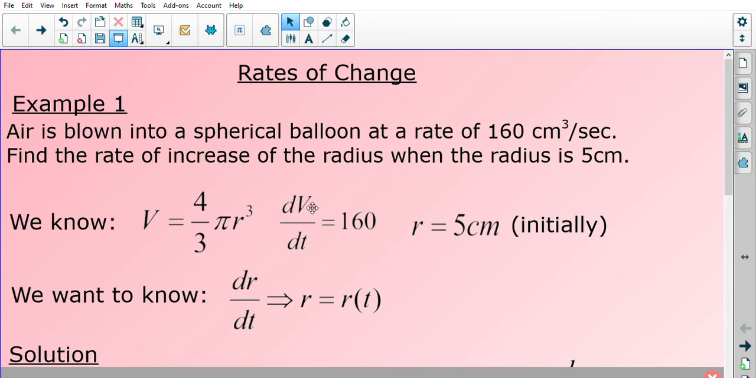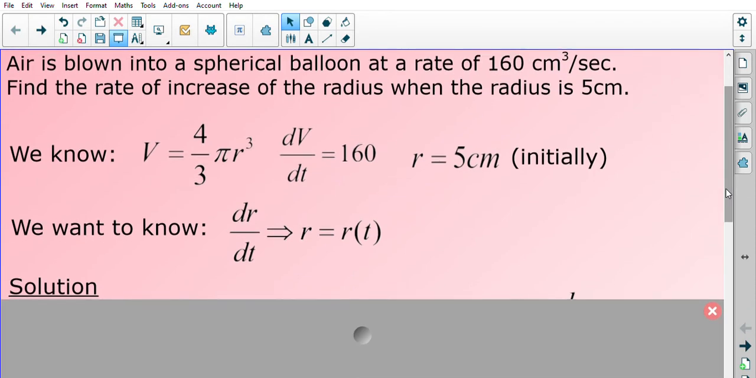So the volume is a function of t. The volume changes with time and so does the radius. The more air is blown into this balloon, the volume increases due to the amount of time it's done that, and also the radius does as well. So they're both functions of t, which is very important.